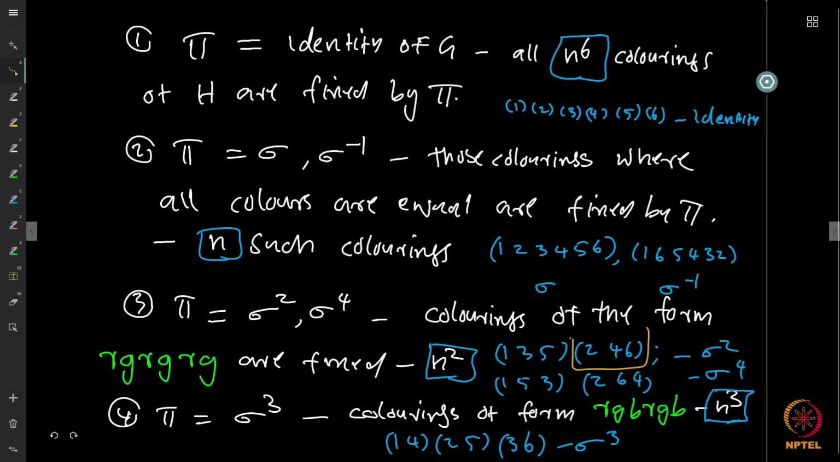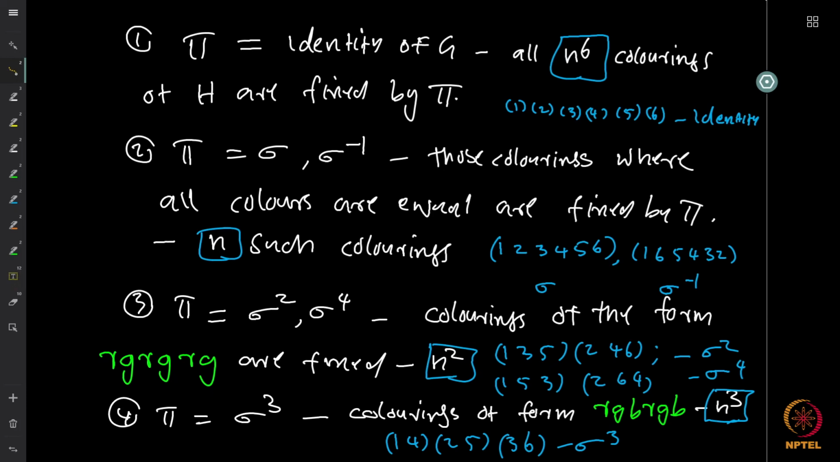Now look at the second cycle. The second cycle is also the same thing, right? Because all the elements in that cycle must get the same color. So again, it has n choices. So that is why the number of cycles determines the power of n, the exponent of n.